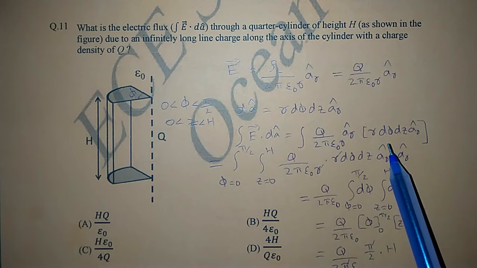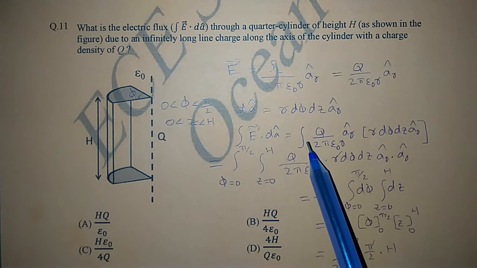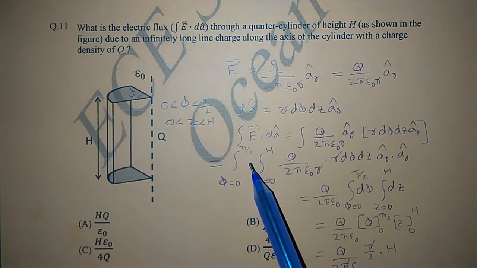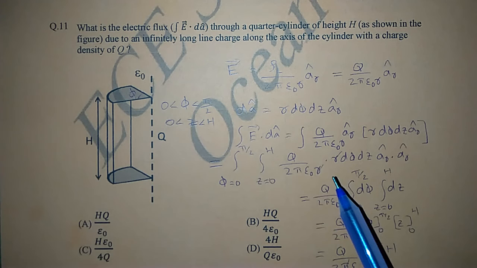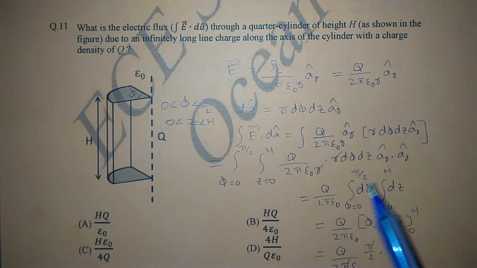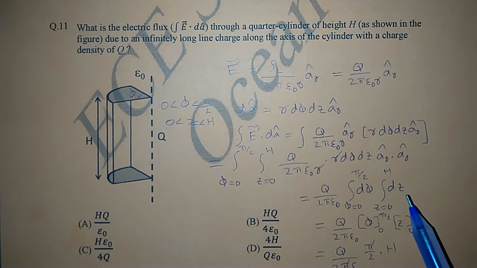Here there are two differential parameters, d phi and dz. So the integration I have written like this: integral phi from 0 to pi by 2 and integral z from 0 to h. Here r and r will be cancelled and AR cap dot AR cap becomes 1. So from this, Q by 2 pi epsilon naught is constant, so I wrote it outside and directly integrated the differential parameters d phi and dz.